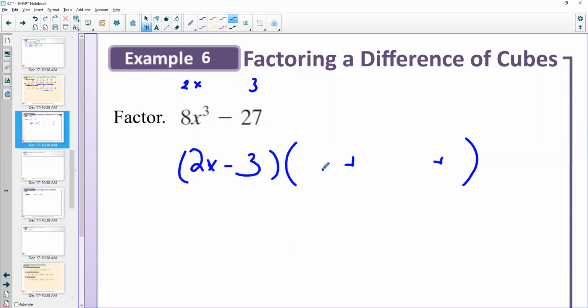In this spot here, the first space in the second parentheses goes a squared. So 2x times 2x would get me 4x squared. And the next spot, it's a times b. 2x times 3 would be 6x. And then the last spot, it's b squared. So 3 times 3 is 9. It's finished. That's it. All right.